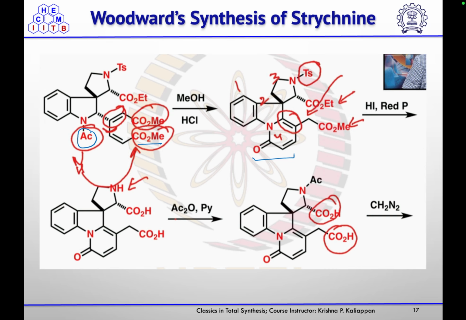After getting that, then they removed this tosyl group using HI and red phosphorus, and then in the same process your ester is also getting hydrolyzed and you get the corresponding diacid. Then that free amine they protected using acetic anhydride to get the N-acyl protected group, and then the acid was converted to the methyl esters on treatment with diazomethane.